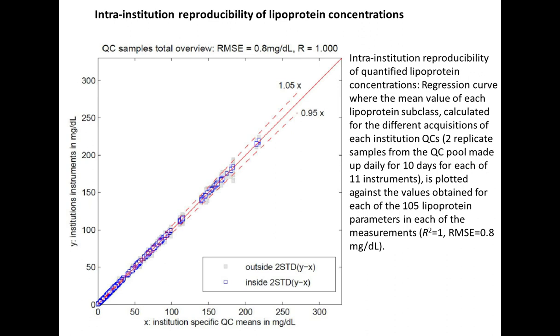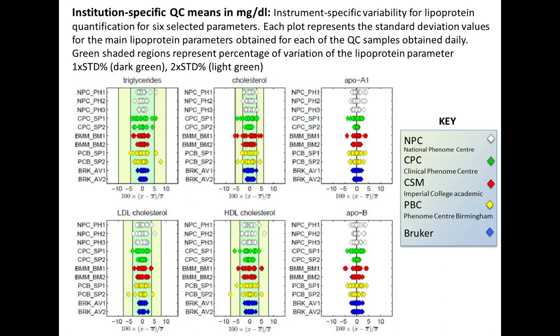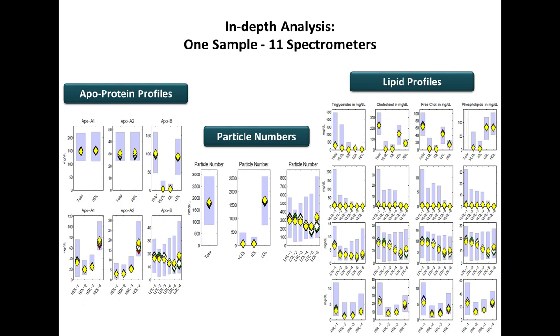The intra-institutional reproducibility of lipoprotein concentrations was extremely high, as you can see in this slide. And if we divide that down and have a closer look across the 11 spectrometers for the triglycerides, cholesterol, the ApoA1 and ApoB, and the LDL and HDL, you can see across those 11 spectrometers, 2 times standard deviation is given in light green, 1 times standard deviation given in dark green. You can see they're very, very tight, highly reproducible. So for us, this was an amazing result.